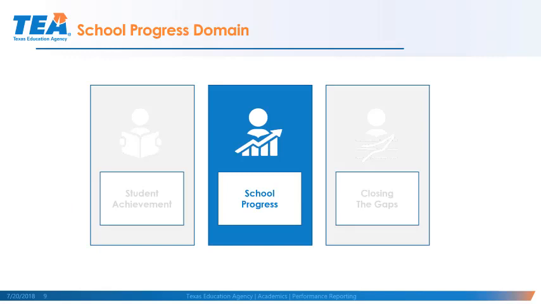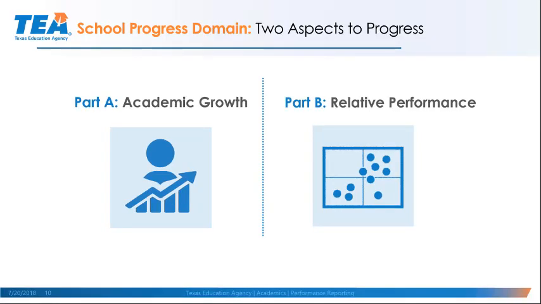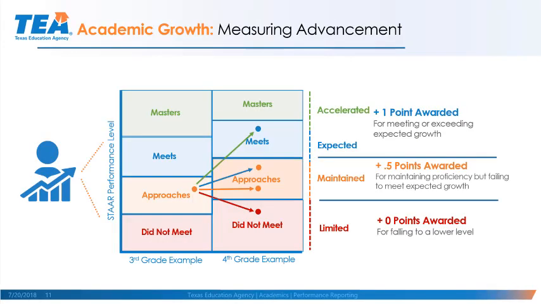Let's take a look at the school progress domain. The school progress domain has 2 parts: Part A, academic growth, and Part B, relative performance. In Part A, academic growth, TEA evaluates student growth in ELA reading and mathematics from year to year to see if a student grew academically or maintained proficiency.